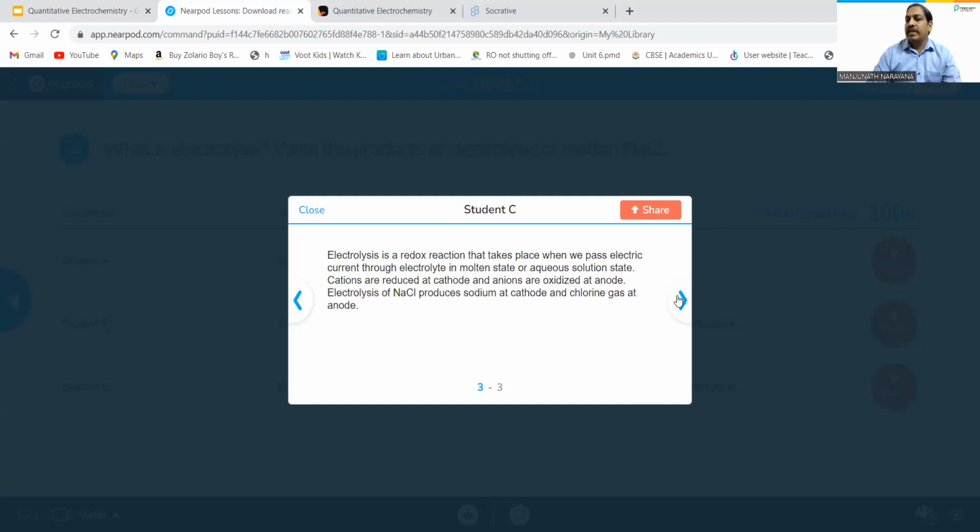Okay, so student C, electrolysis is a redox reaction. Perfect, brilliant. Yes, it's a redox reaction. Cations get reduced at the cathode, anions get oxidized at the anode, and electrolysis of sodium chloride produces sodium at cathode and chlorine gas at anode. Perfect. So very excellent job done by all of you.